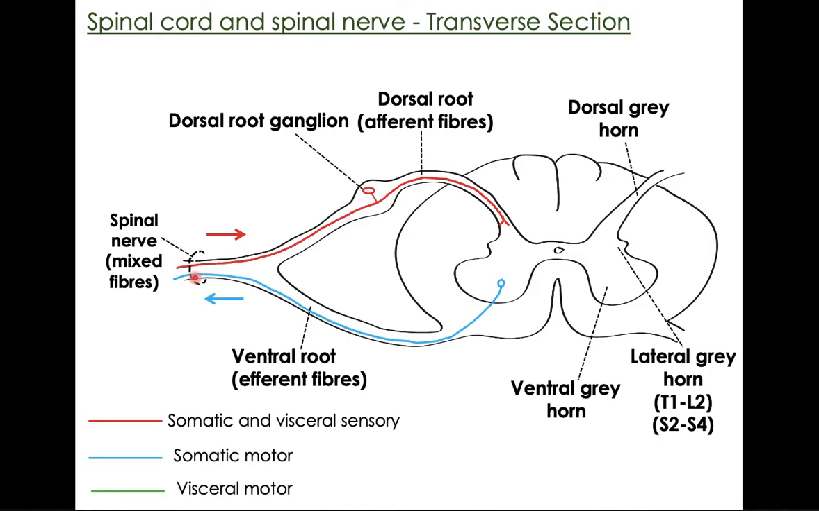What happens at the level of the lateral gray horn? Well, that's where we have the cell bodies of preganglionic visceral motor neurons from our autonomic nervous system. And these axons, so the cell bodies are in the lateral gray horn, but the axons are sent out of the cord by using the ventral root as well.